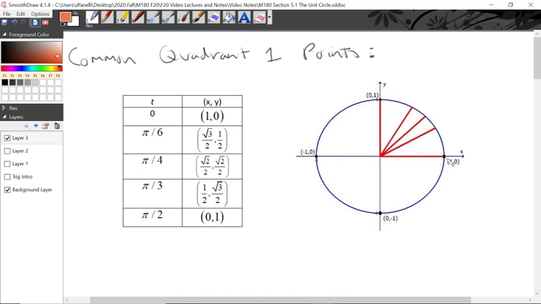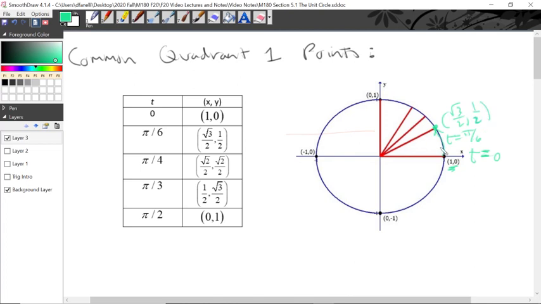So if t is equal to 0, for instance, we would be at the terminal point 1, 0, because we wouldn't have traveled any distance at all. If t is equal to pi over 6, and that would be this distance right here that we would have traveled, we would terminate at this point right here, and the coordinates of that point are then root 3 over 2, 1/2.